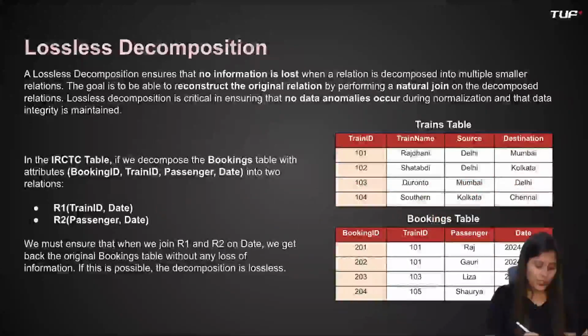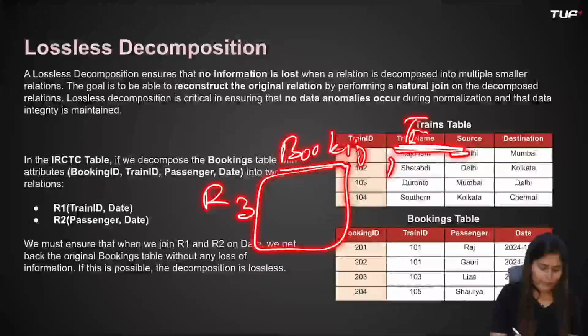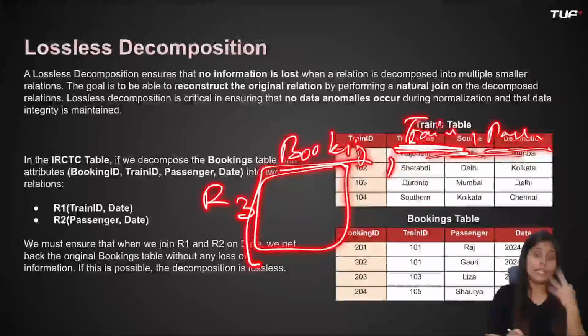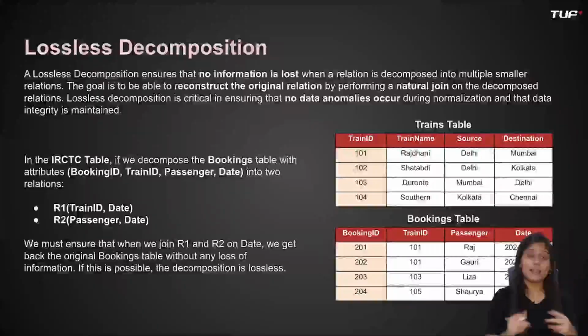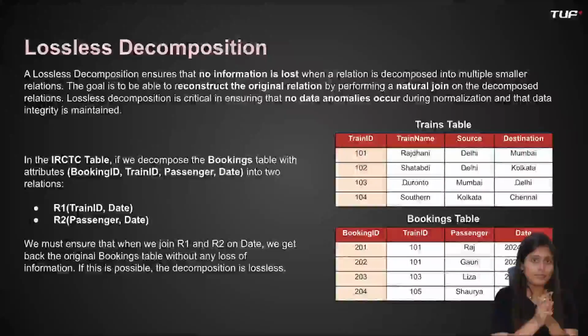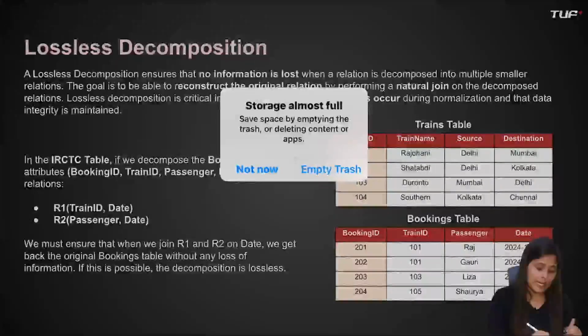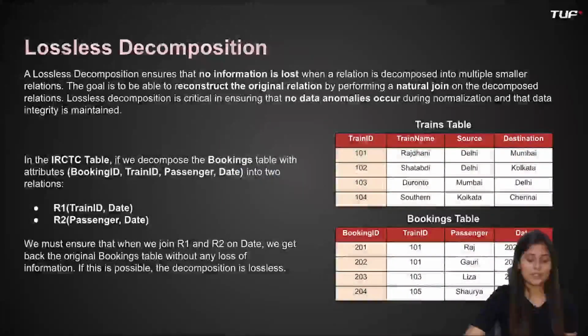So to maintain it, what you can do is create another table R3, and here you can mention booking ID and one more attribute, either train ID or passenger, right? So basically any of the IDs. So basically you will be creating 3 tables to maintain that, so that in future if you are combining or joining those smaller tables back to retrieve the data, then none of the attributes should be missed. So that is about lossless decomposition, how you can opt for lossless decomposition in this case. So that is it about the whole lecture.